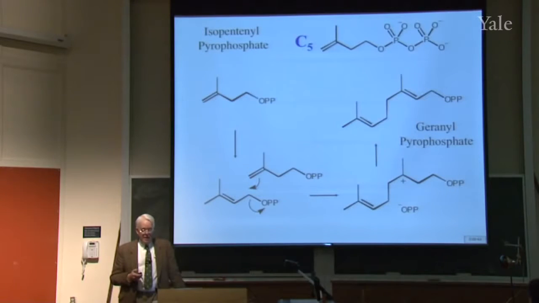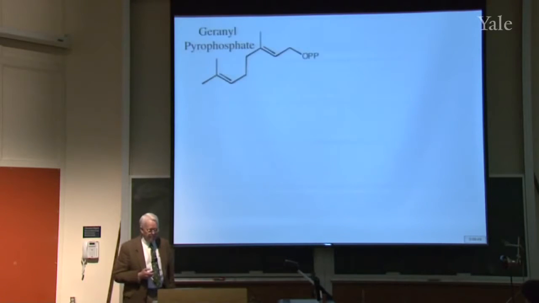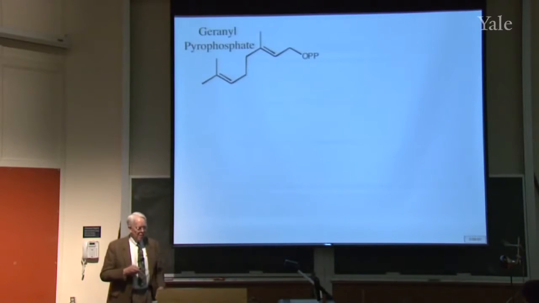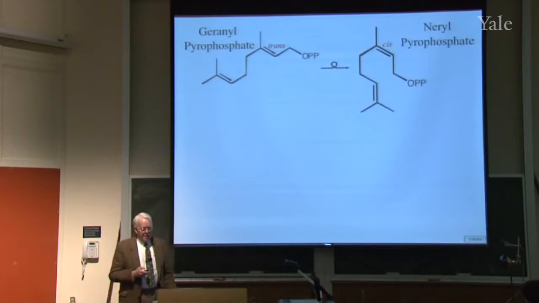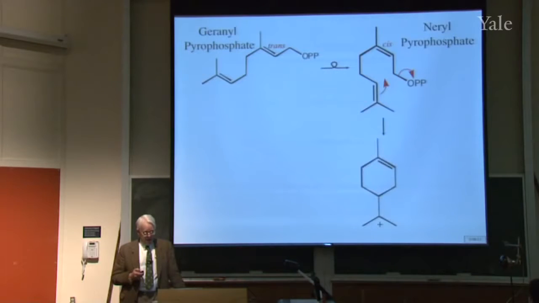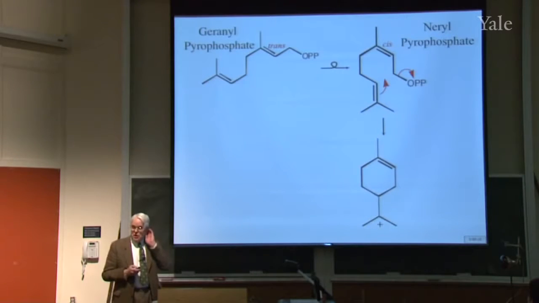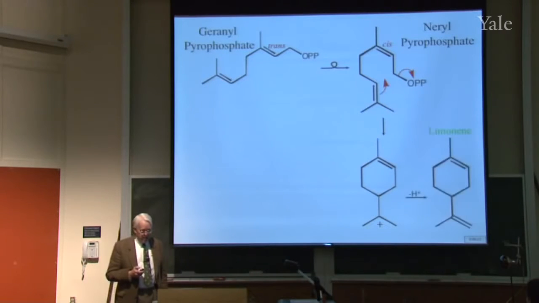Notice that the starting material has 5 carbons. Now, having put 2 together, you have 10. Okay? So if you take geranyl pyrophosphate and isomerize the double bond, then it's in a position for the other double bond in the same molecule to be the nucleophile, right? So you can do that and get that cation, right? Now, what could that cation do? Well, of course, it could do the same thing it did before and lose a proton, right? And that gives limonene.